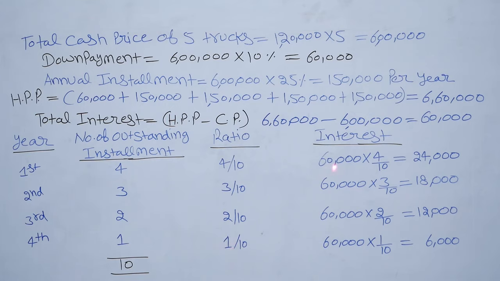Total interest is 60,000 into 4 by 10, which is equal to 24,000. So in the first year we will consider 24,000 interest. In the second year, 60,000 into 3 by 10 is equal to 18,000. Third year, 60,000 into 2 by 10 is equal to 12,000, and in the fourth year 60,000 into 1 by 10 is equal to 6,000, which we will consider in the fourth year.